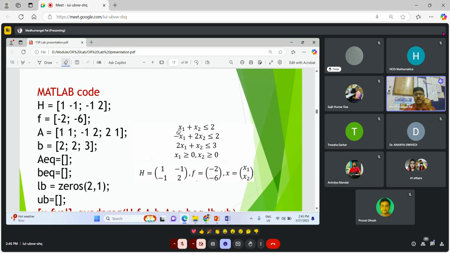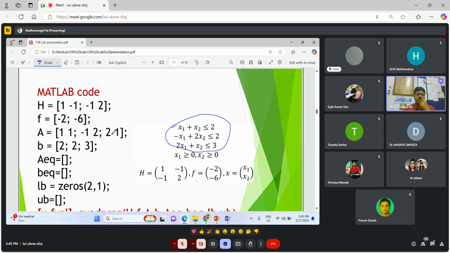A is the coefficient matrix for the inequality constraints. For these three constraints, the first row is 1 and 1, because the coefficients are 1 and 1. The coefficients of the second constraint are minus 1 and 2. So the second row is minus 1 and 2.